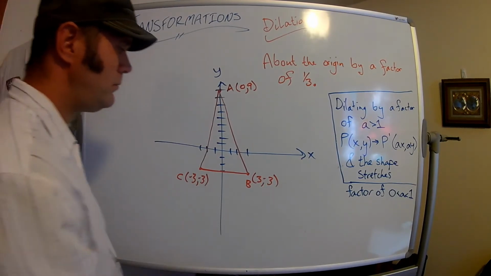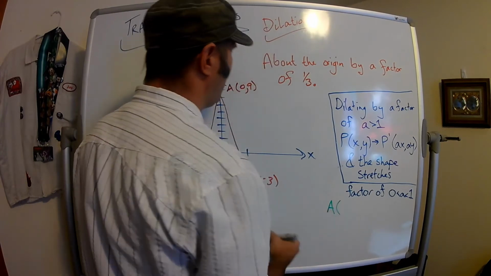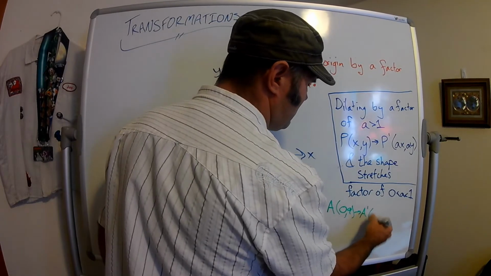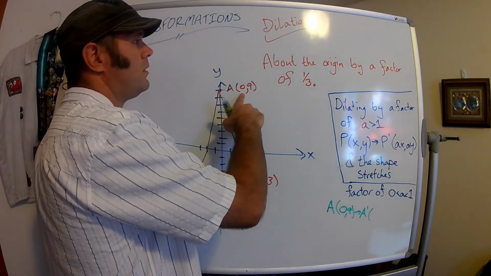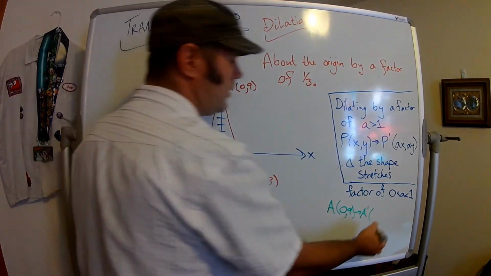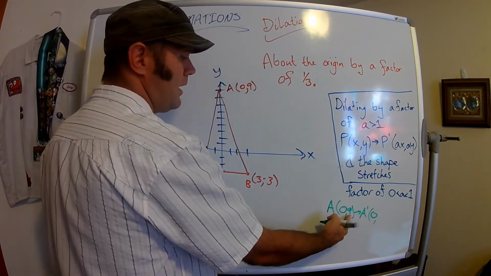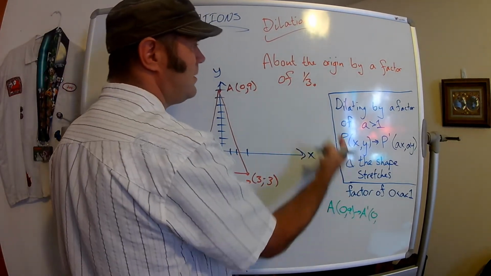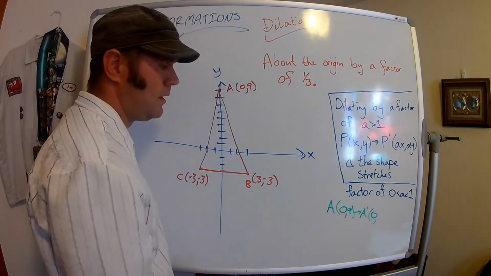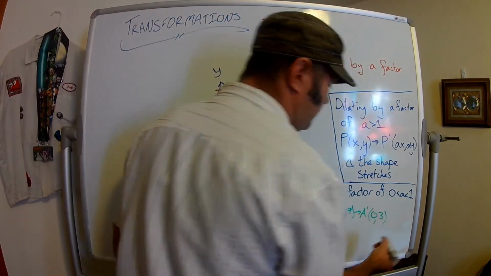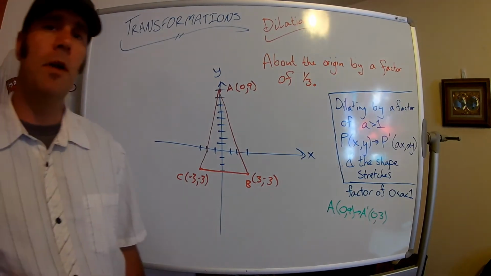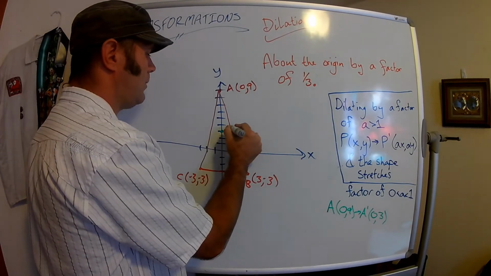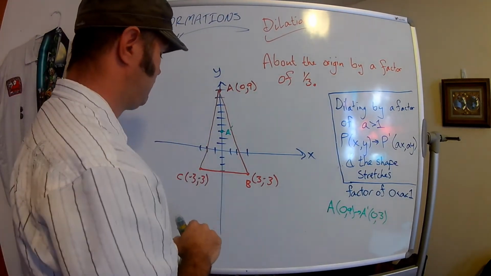So let's just start with A. A was 0 comma 9, and it becomes A prime. 0 times 1/3 is still 0. And then 9 times 1/3. Well, 9 times 1/3 is the same as 9 divided by 3, and 9 divided by 3 is 3. So our new point is 0 comma 3. So here is A prime, 0 comma 3.